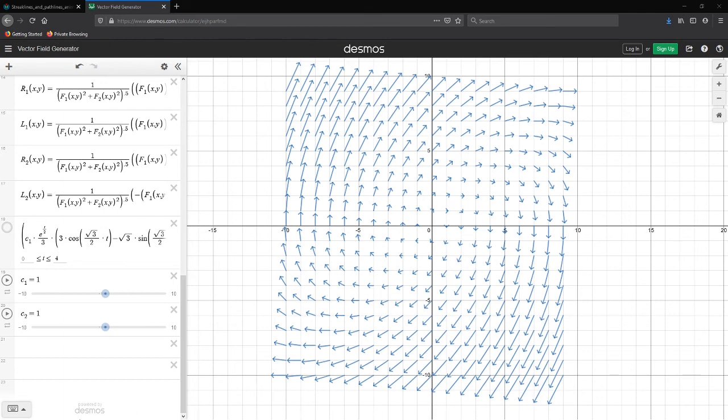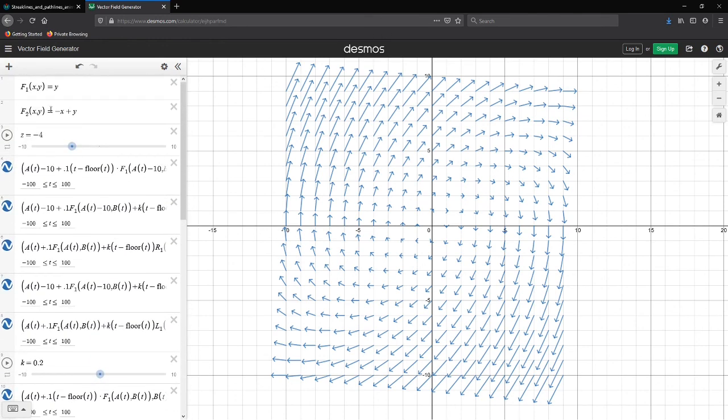So using either Desmos or GeoGebra or Python or MATLAB, whatever is the easiest method that you want to use to plot out this vector field. This right here is a nice visualization. I'm using Desmos in this plot to visualize the vector field, where the first component of the vector field is y, and the second component is negative x plus y. You see that this vector field is sort of like a spiral.